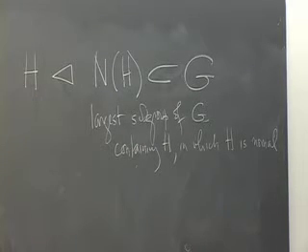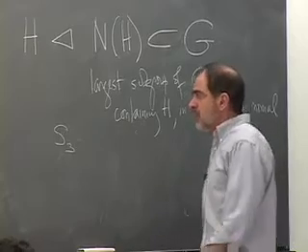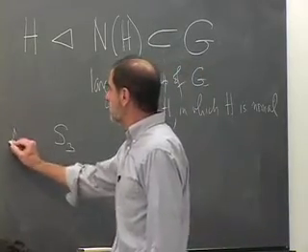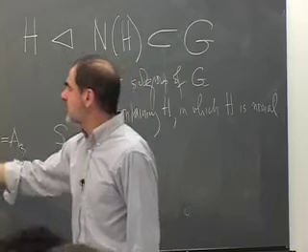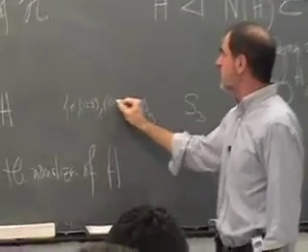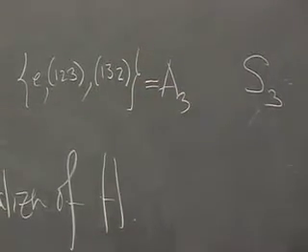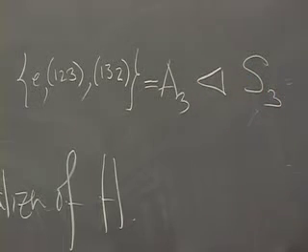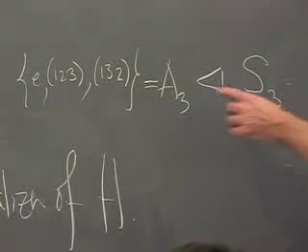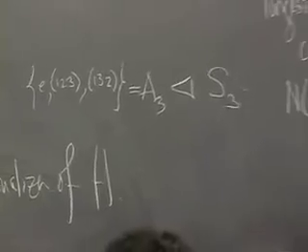So I'll give you two examples of normalizers. It's an important concept. In the group S3, if we took a look at the subgroup A3, the alternating group, which is the identity, the permutation (1 2 3) in our new notation, and the permutation (1 3 2), namely the elements of order 3 and the identity, that's a normal subgroup of S3. It's the only subgroup of order 3. So the normalizer of A3 is equal to S3.